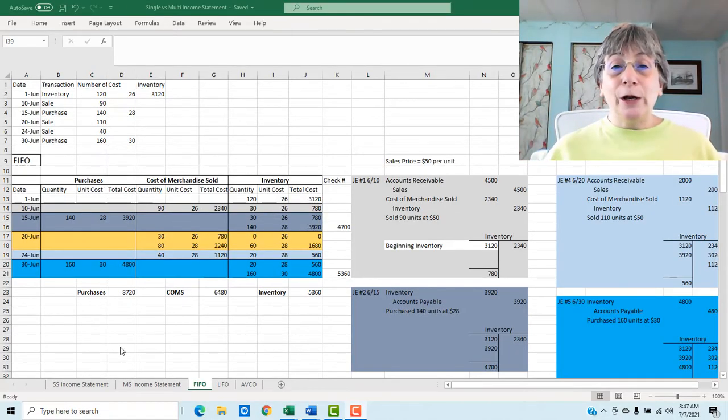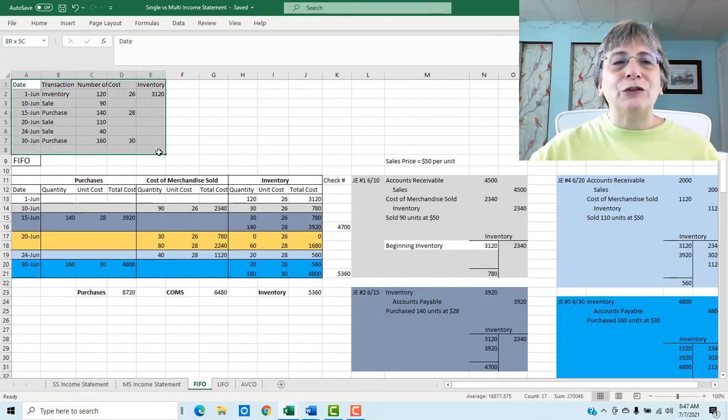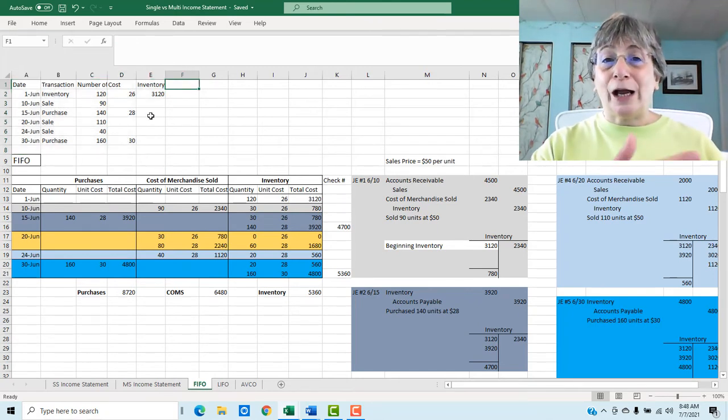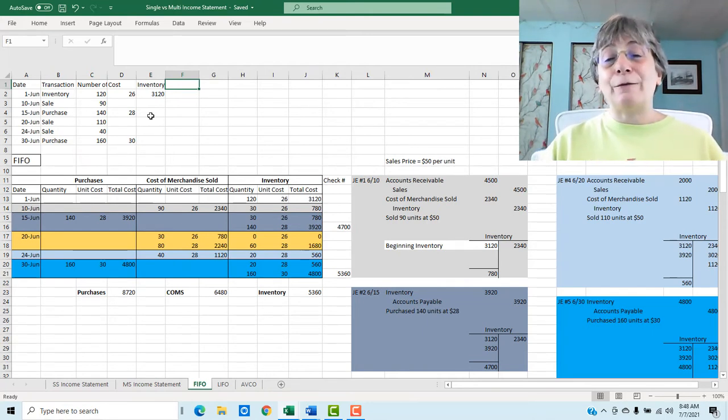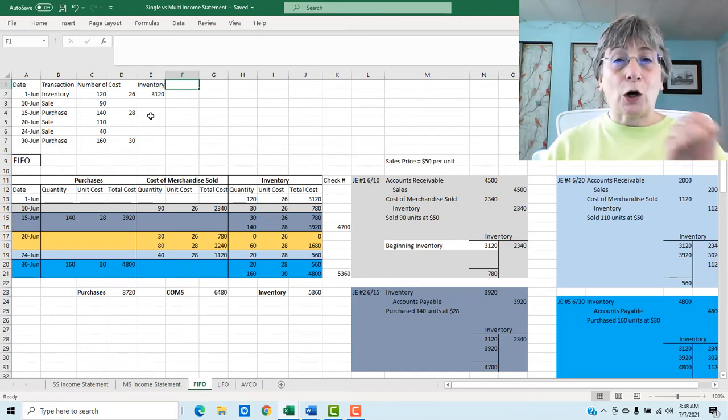All right, so here we are within the spreadsheet. Isn't this fun? What I've got here is an example of exactly the types of exercises that you would see within your textbook. They're going to say something like, here are the facts. This is the stuff we know. We bought some stuff. We sold some stuff. And we're going to use the three different inventory methods to figure out our cost.